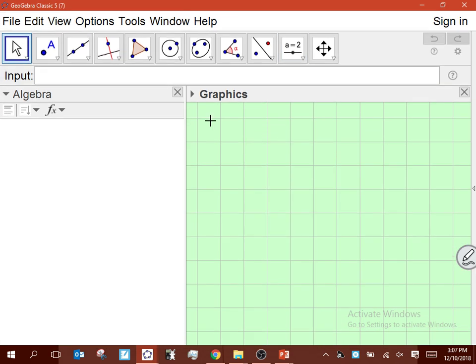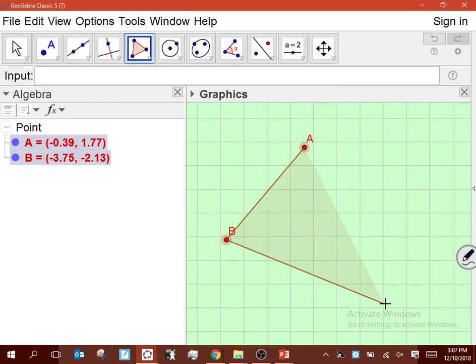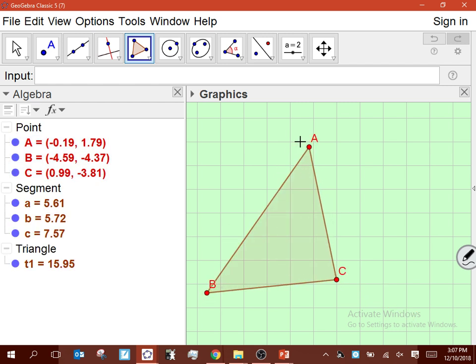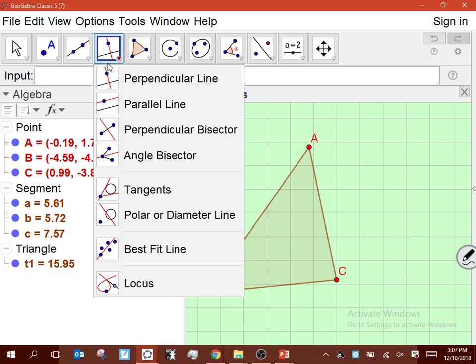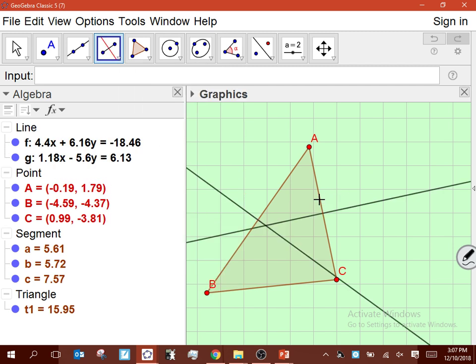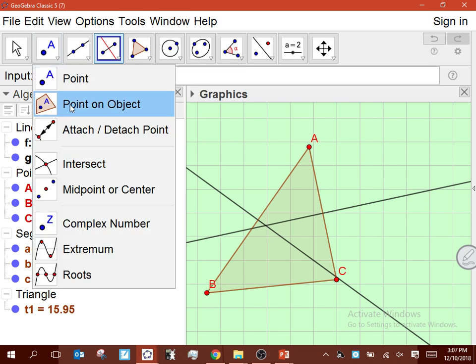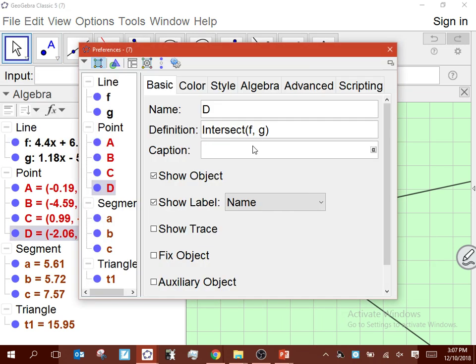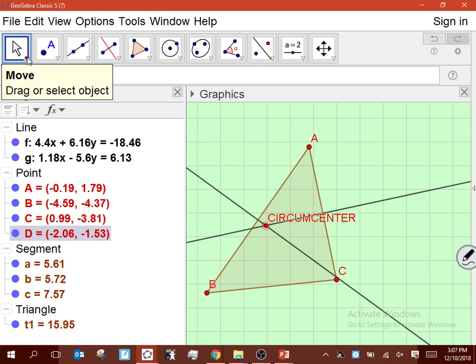If I have that triangle right there, and I find the perpendicular bisectors, what did we call that point right there last week? Circumcenter. So point D, I'm going to rename as the circumcenter.